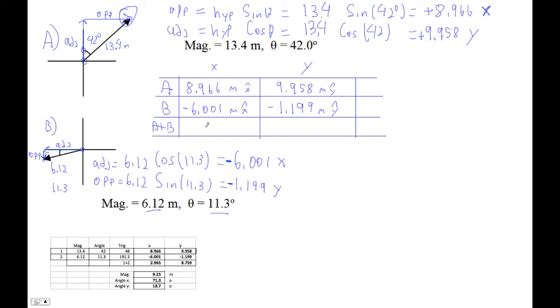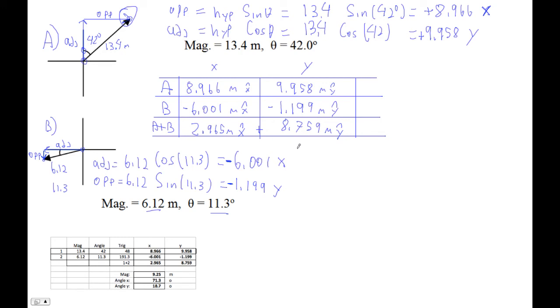You got this plus this, and you get the x component of the sum. So I'm going to go 8.966 plus negative 6.001. And I get 2.965. In the x direction, of course, that's positive, right? And then I go 9.958 minus 1.199. And I get 8.759. And that's meters in the y direction. So that is the sum in component notation. It'd be this in the x direction and that in the y.